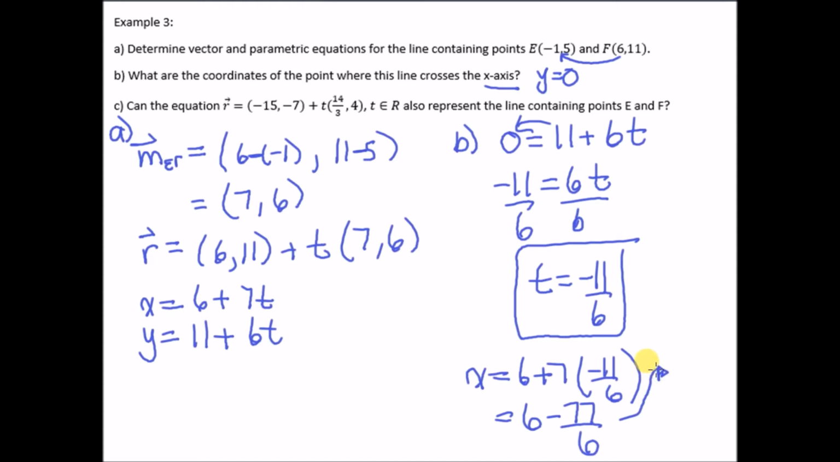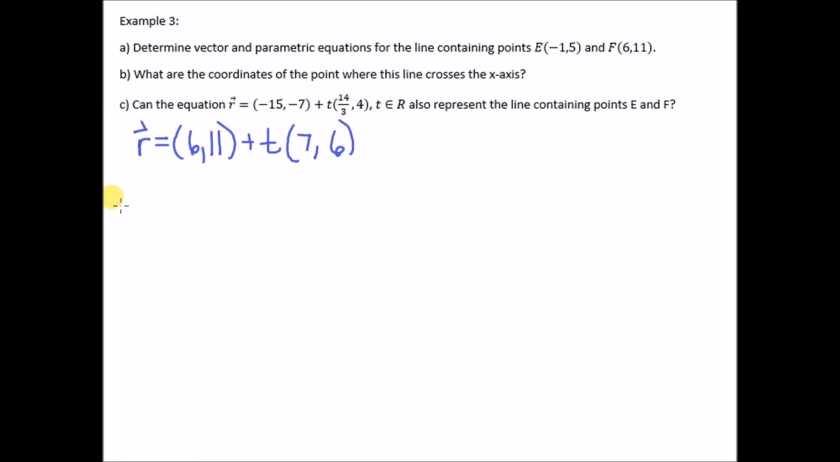6 minus 77 over 6. I get negative 41 over 6. So negative 41 over 6. Throw an equal sign there. Okay, so what are the coordinates of the point where the line crosses the x-axis? Okay, it's negative 41 over 6, comma 0.